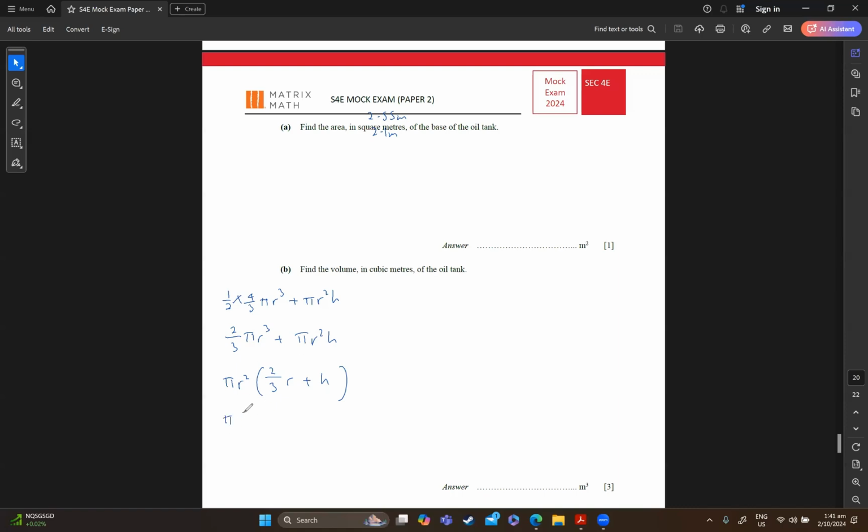So just write pi times 1.05 squared. Inside the bracket, just write 2 third times 1.05 plus the height, which is 1.5. Put that in. So inside this bracket, when you calculate it, it's actually 2.2. So in the end, you're just calculating pi times 1.05 squared, times bracket 2.2. You should get 7.6199. Round it off, you get 7.62.